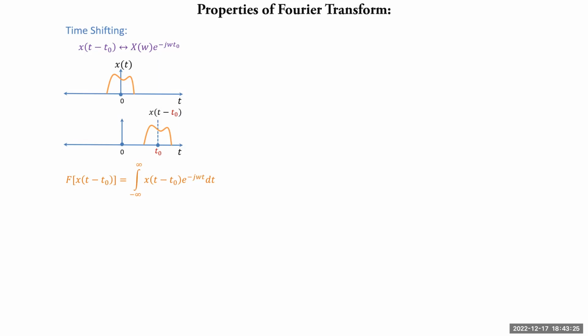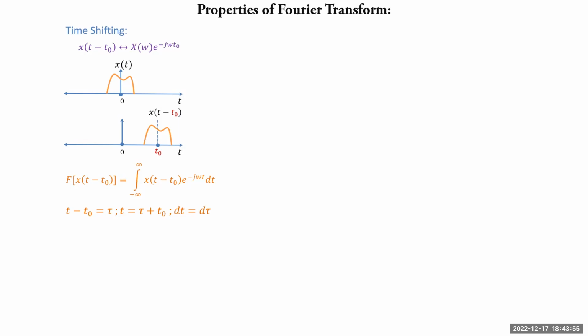If you calculate the magnitude, then the magnitude remains the same as x of omega, and the magnitude of the complex exponential becomes 1. So only the phase spectrum gets affected whenever a signal is shifted in the time domain. The proof of this property is pretty straightforward. Just substitute x of t minus t naught in the first definition of the Fourier transform integration.